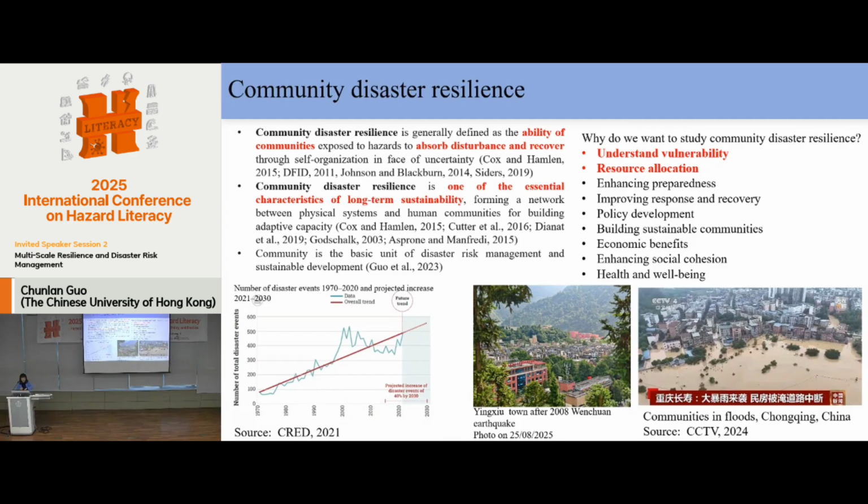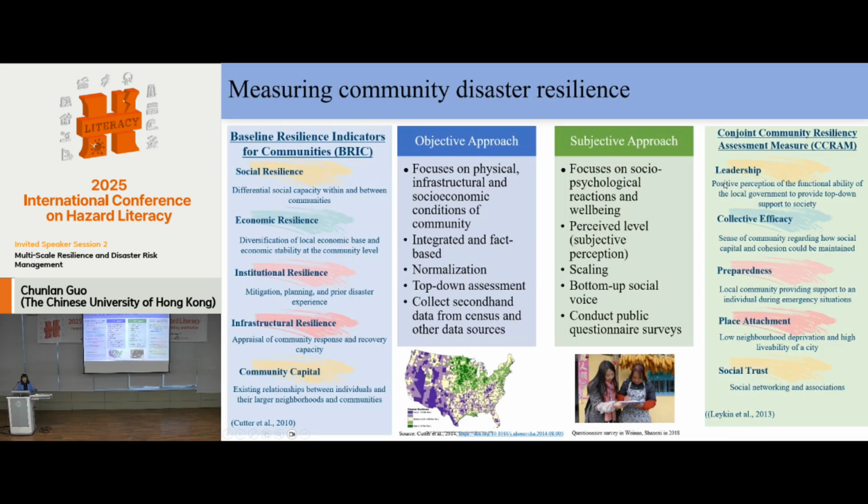Okay, the next one is community disaster resilience. It's the resilience for community, right? Why? Again, we want to understand the vulnerability. We want to allocate the resources for the vulnerable communities. But for assessing community resilience, there are 2 main different approaches. One is the objective approach and one is the subjective approach.